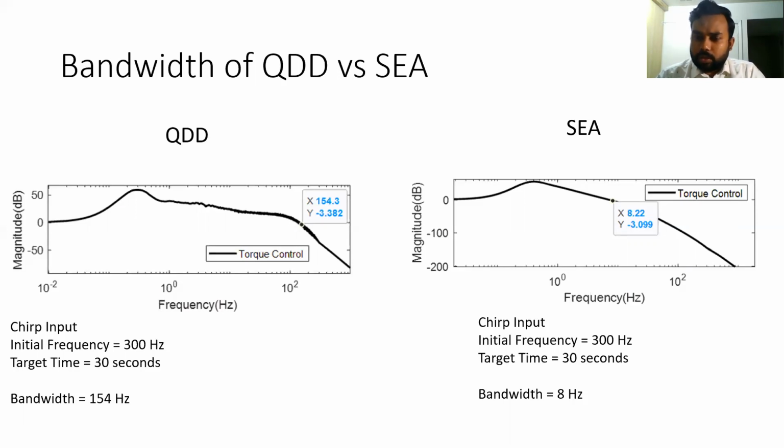And on the right side, we can see the SEA bandwidth analysis for a chirp input of 300 hertz initial frequency and the same target time as the QDD, but it has a much lower bandwidth than the QDD. This simply means that the QDD will respond faster to any kind of change in the system input.